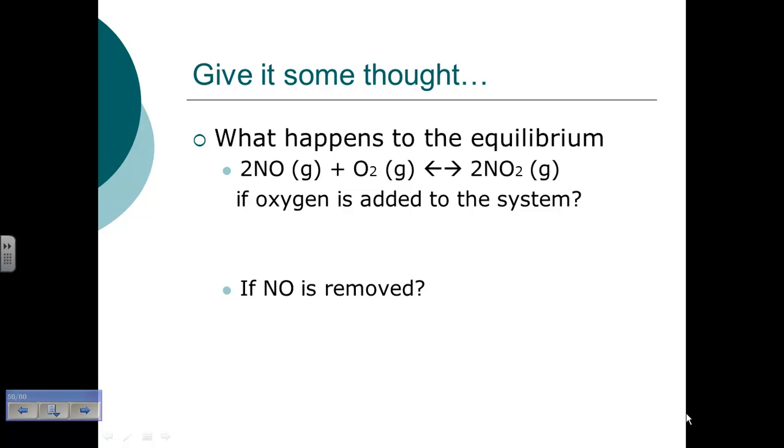What if NO is removed? Let's put a stress on the system where NO is removed. NO is a reactant. What's the opposite of removing NO? Well, making more. If I want to make more NO, which direction would our arrow point? Put your answers down. Take a guess.